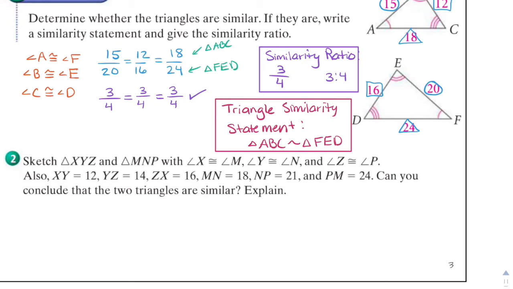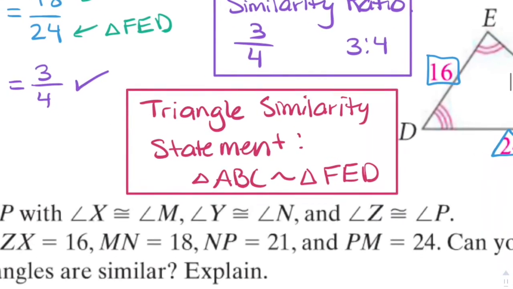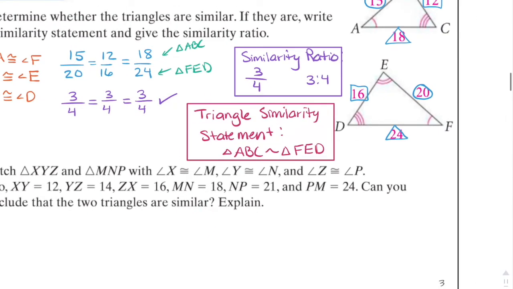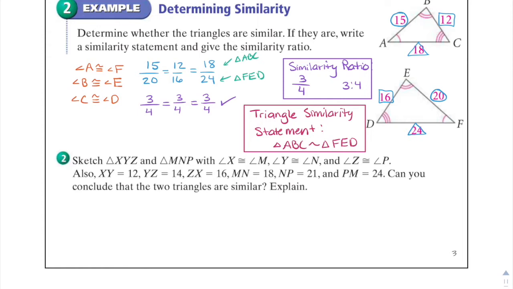The other important thing is that you use your similarity statement. You've used congruence for so long that you have to be careful that you're using the similarity symbol to represent that it's similar, that similarity means 3 congruent angles and then 3 pairs of proportional sides.